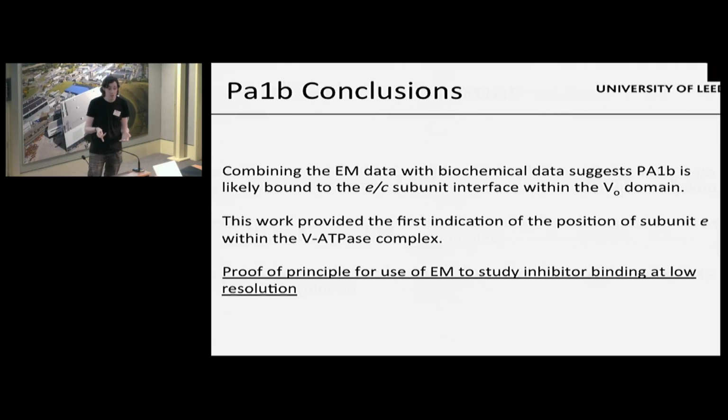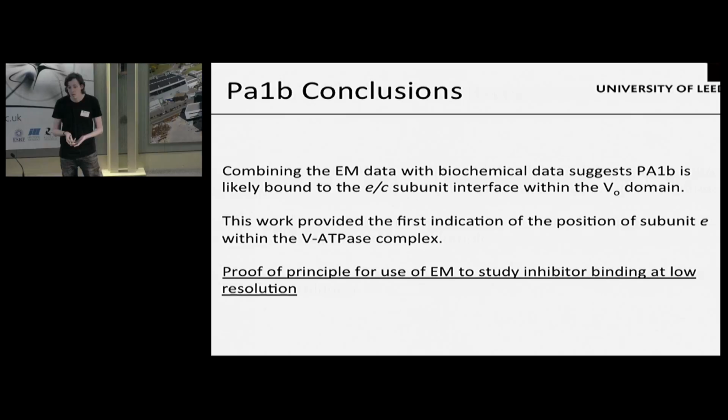Now, this is interesting for V-ATPase because previously the location of the E subunit was unknown. Nobody had any idea where it was in the complex at all. So even with a very low resolution negative stain model, we can rapidly, so this was done in the course of a few weeks, identify the location of a totally novel subunit and at the same time show that even at low resolution, EM can be a viable tool for at least showing the binding location of a previously uncharacterized toxin or inhibitor.